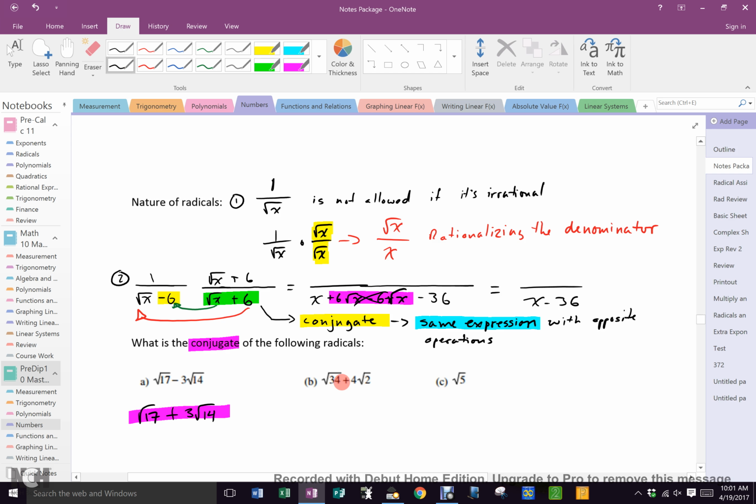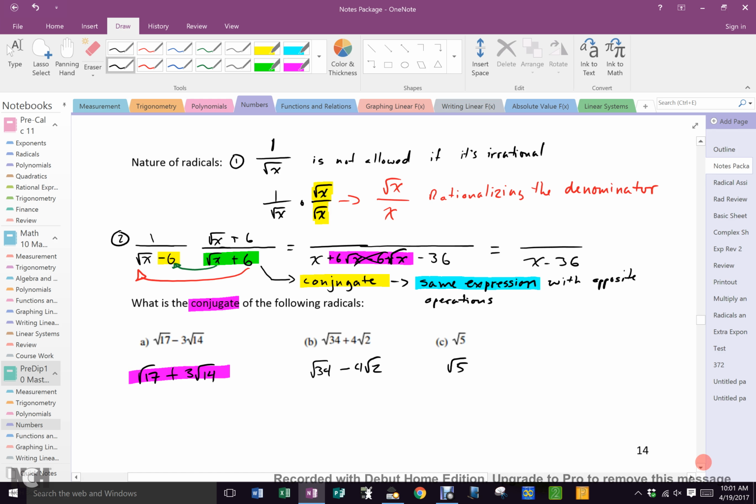What's this one going to be? Root 34 minus 4 root 2. What's this guy's conjugate going to be? Root 5. Same expression. Are there any operations? So there's no operations to change. Everybody good? What's the conjugate's job?